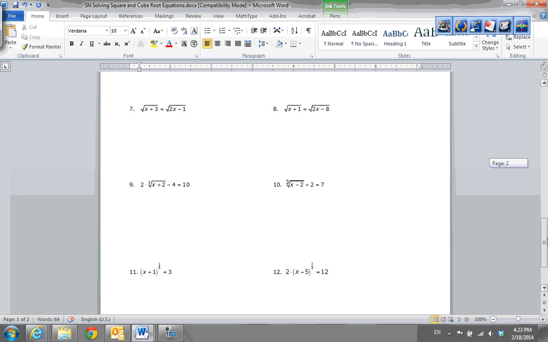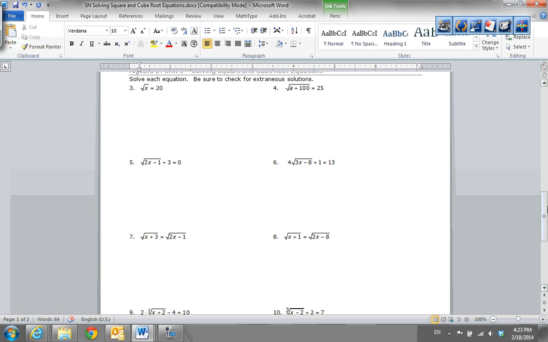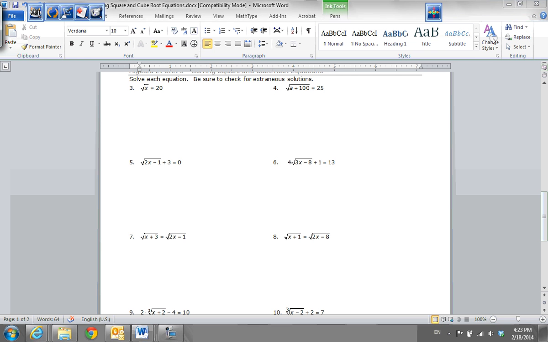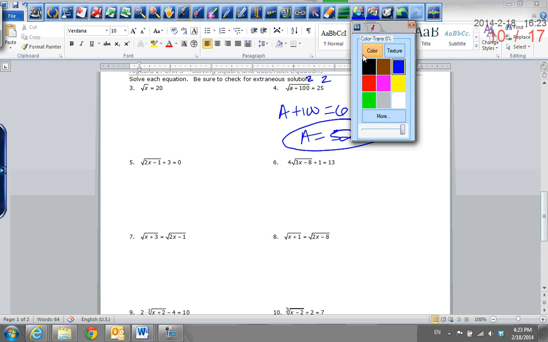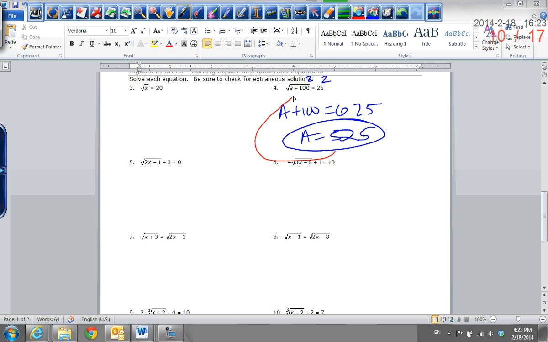Next thing, I'm not going to do all these problems because there are a lot, and they're just kind of redundant. So on number 4, you square both sides. I get a plus 100 equals 625. That's because we're squaring both sides. Subtract 100, so I get a equals 525. And then the check for extraneous part comes in when we take this number and plug it in and see if it makes the statement true. And sure enough, 525 plus 100 is 625. Square root of 625 is 25.